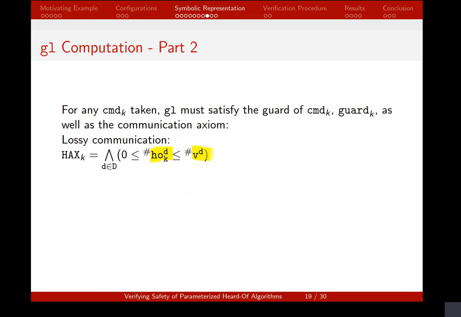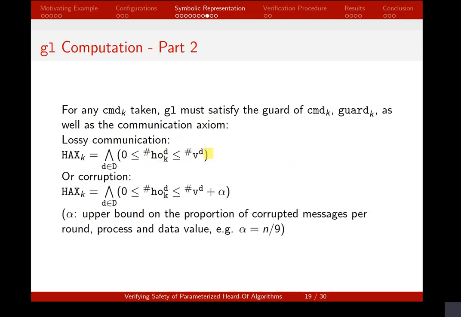When we have corrupt communication, the axiom is a bit different. So we add a parameter alpha that captures the proportion of the messages that are corrupted per round, per process, and per data value. Then we add a predicate saying that the number of received messages being equal to D is smaller than or equal to the total number of messages being equal to D plus alpha, because at most alpha messages can be altered so that they have the value D.